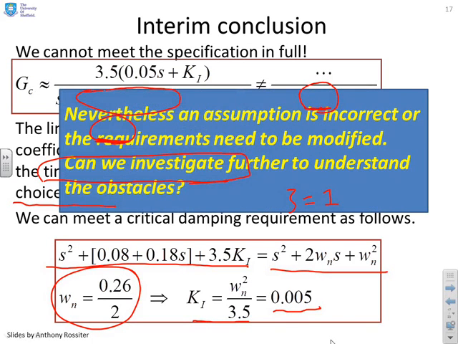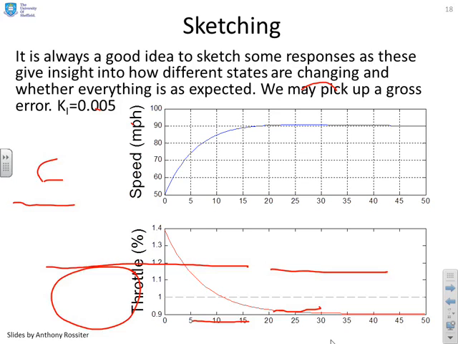So what do we get? What we've got is that an assumption is incorrect, or the requirements we were given need to be modified. So there are two possibilities. We've made some assumptions as we went, and you could go back and say, well, were some of those assumptions incorrect? Alternatively, we set requirements which were just not realistic and cannot be met. However, we can investigate the system a bit further to try and understand why we've got to this impasse. So how might we do that?